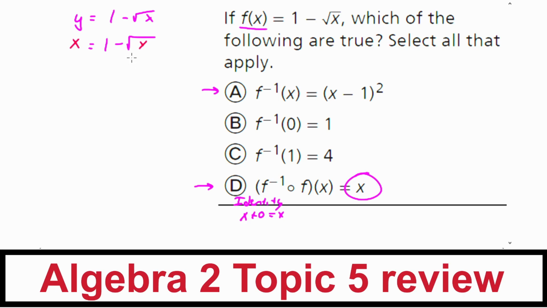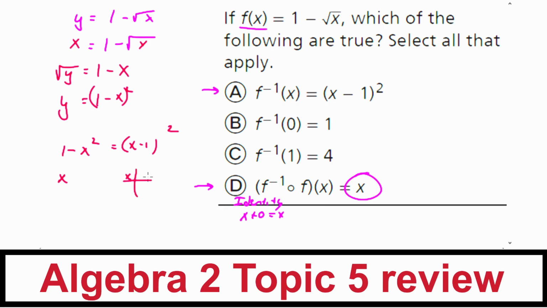So what I'm going to do is go ahead and move the y over and then move the x over. This is going to give me the square root of y, because I add that on both sides, is equal to 1 minus x. And then I'm going to square that. I get 1 minus x squared. So is 1 minus x squared equal to x minus 1 squared? Well, let's put it to the test.